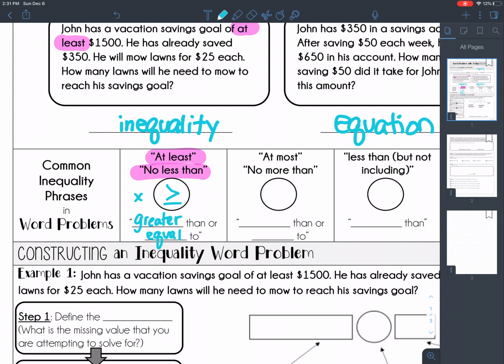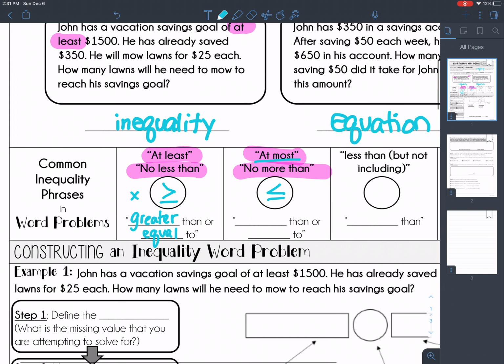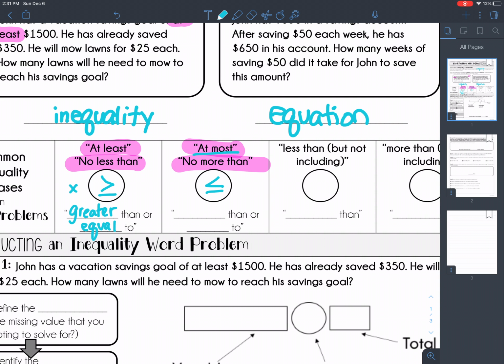Or no less than. If I can't make any less than $1,500, I could make more than $1,500, and that's okay. So a lot of the times these words are a little misleading. You're going to have to really think about them. Like when you hear less, you're going to want to think of less than, but this is actually kind of the reverse. If I want to make no less than $1,500, then my number has to be bigger than $1,500. So these next few, same thing. At most, no more than. Those mean less than or equal to.